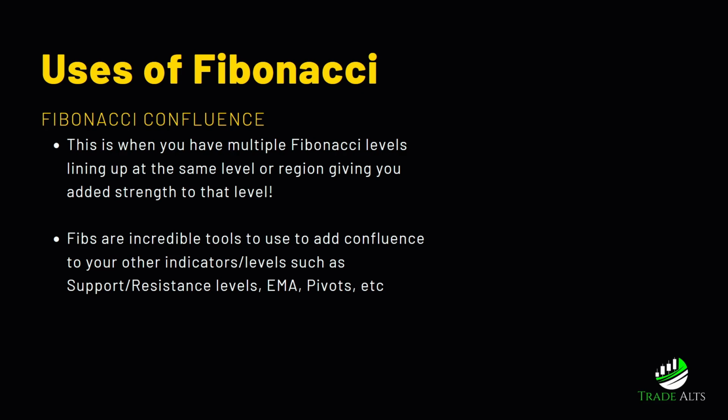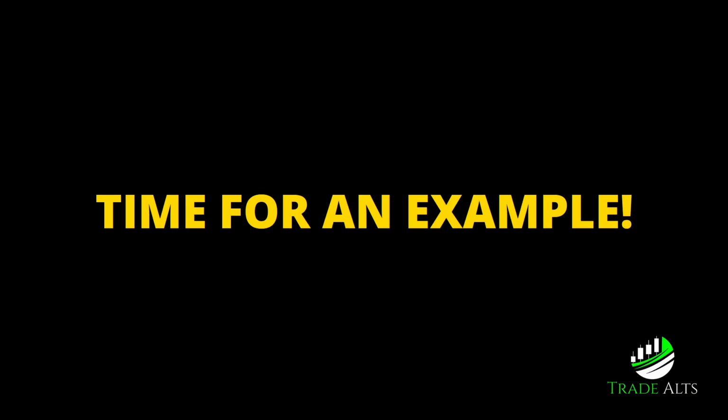What I like to use it for is to see if I can get any other confluence with other stuff that I'm looking at, whether it be other indicators, other support and resistance levels, exponential moving averages, pivots, everything that's listed here, right? It's really powerful when you're able to have those levels line up and add confluence to that trade. And now it's time for an example.